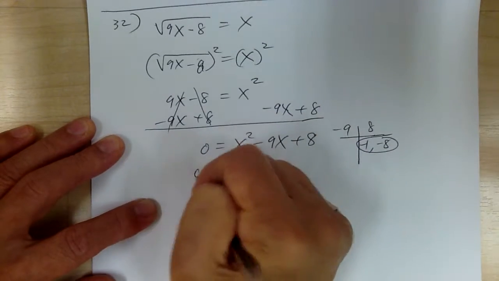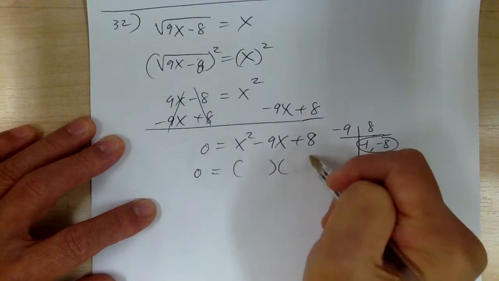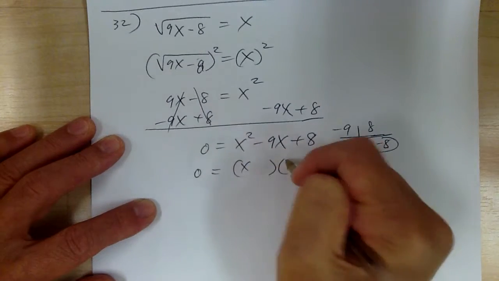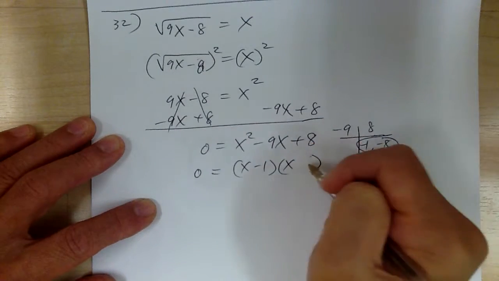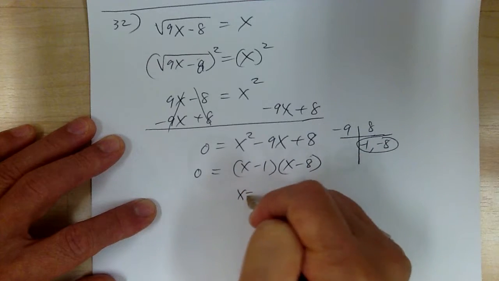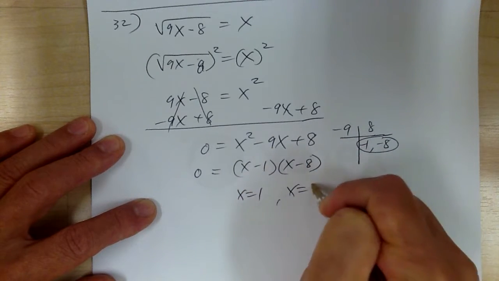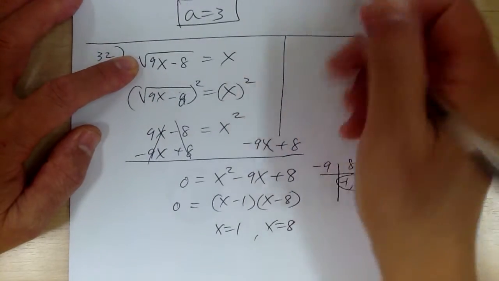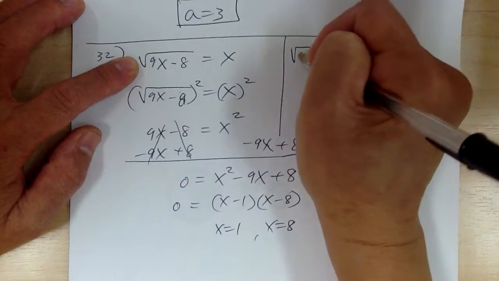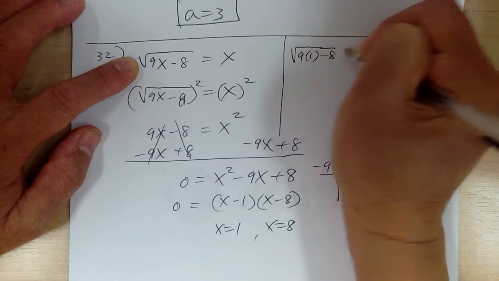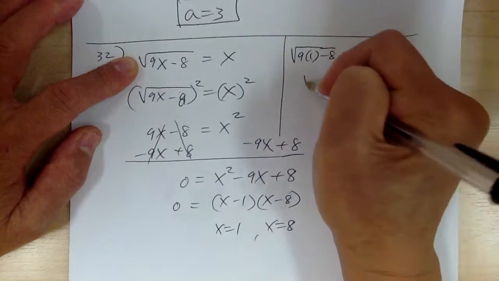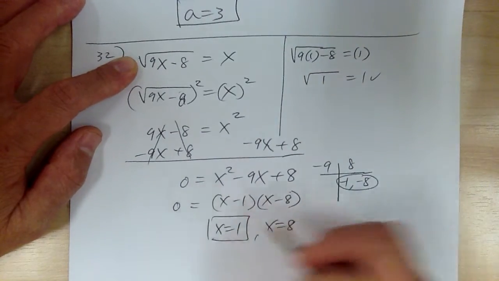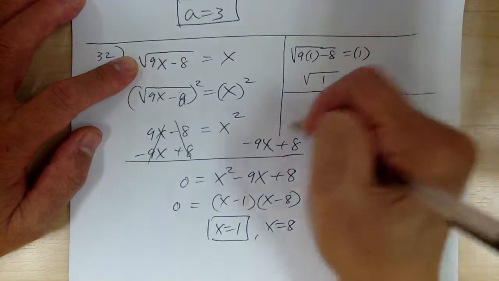So that's good. Okay. So again, all these are just steps. You just go through the steps. Okay. So this one will be minus 1, minus 8. So x equal to 1, x equal to 8. Okay, now I'm going to go check my answers. So I'm going to check the 1 first. So 9 times 1 minus 8 equal to 1. So square root of 1 equal to 1. It checks out. So this one is good. Now let's go and do the 8.